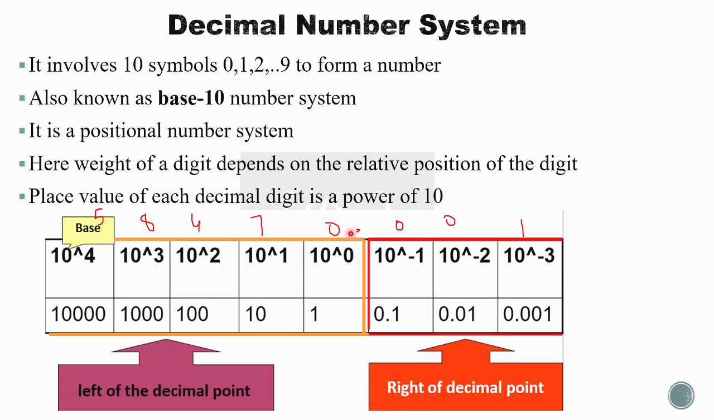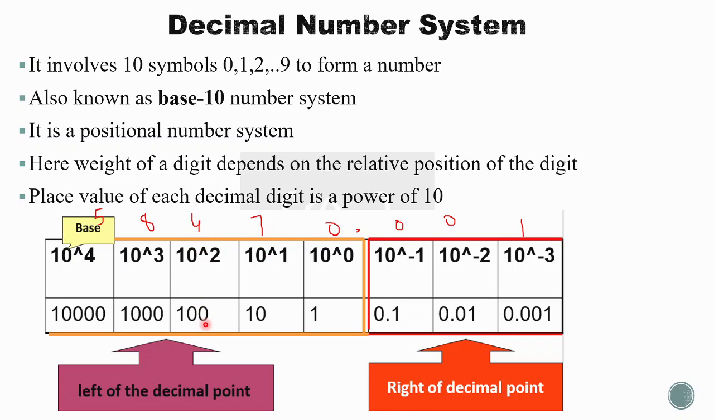Here it shows the place values of each digit of this number. Starting with the first digit to the left of the decimal point, its value will be 10 raised to 0, and we know that 10 raised to 0 is equal to 1. So its value will be 1. This is at the unit position, and the next has value 10 raised to 1, which means 10. This is at the tens position. This is at the 100 position.